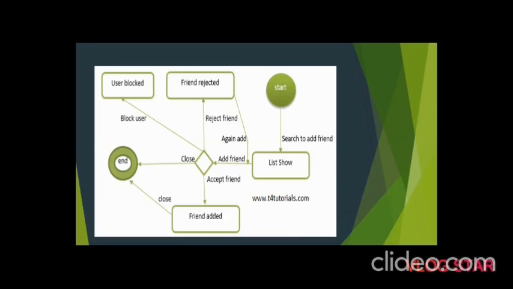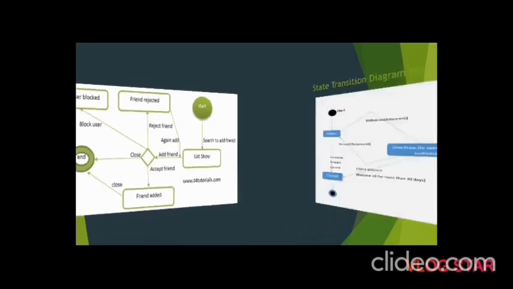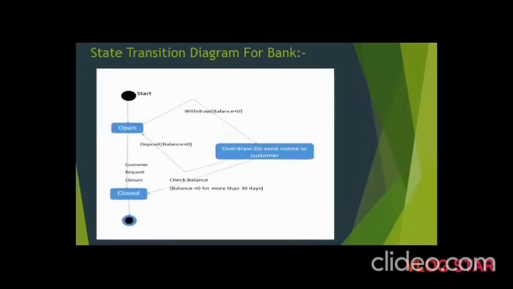This is state transition diagram for bank. Banking account can remain in two states, that is open and another is closed. When the account is in open state and we have to withdraw the money, but balance is less than 0, that is the money cannot be withdrawn. So the state will change to overdraw, send notice to customer.